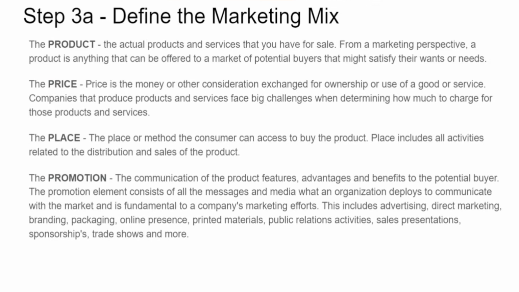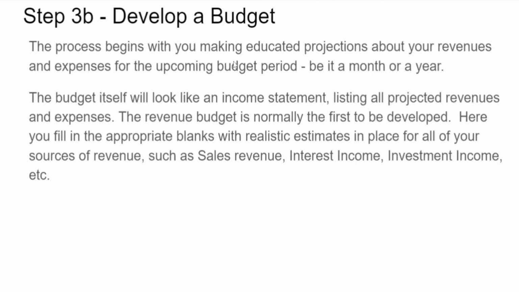Okay. So you should have some idea from this of what you're going to do in terms of your product, your price, your place, and promotion. In terms of the next step, we're talking about, okay, here's our plan for the product, the price, place, and promotion. And from that, we're going to develop a budget.